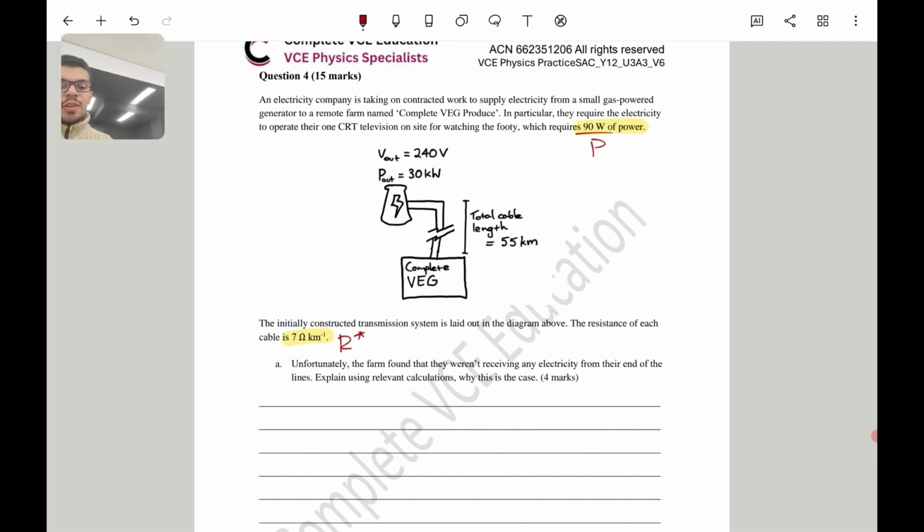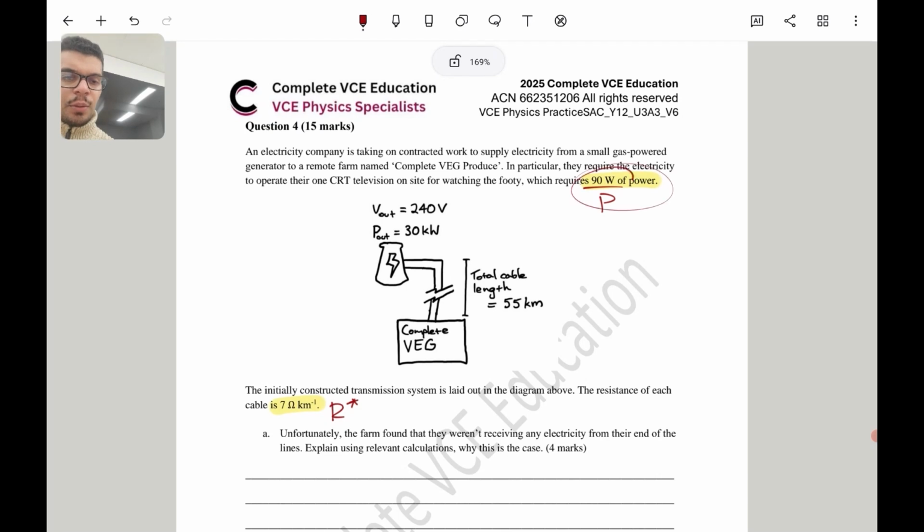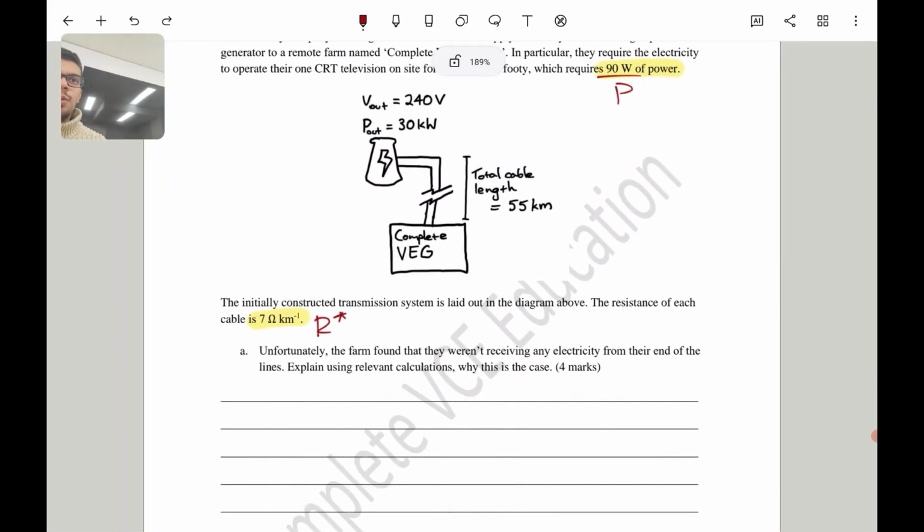Unfortunately, the farm found that they weren't receiving any electricity from their end of the lines. Explain using relevant calculations why this is the case. Okay, so we know that we have a required power of 90 watts. Let's see if this required power is actually met. So we should first of all have a look at what is the resistance and also what is our power loss across our transmission lines. So let's do some calculations.